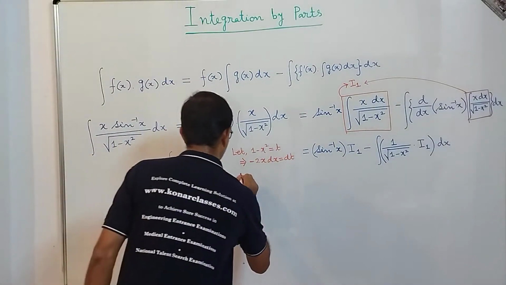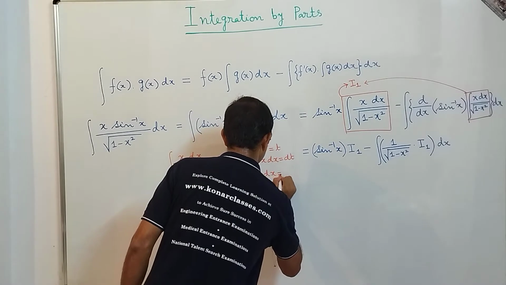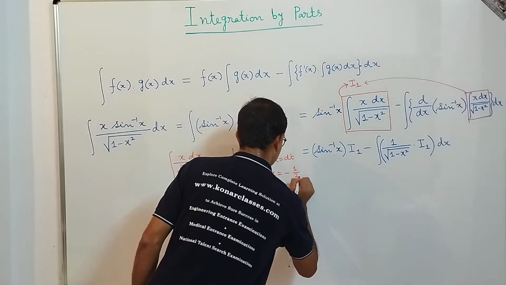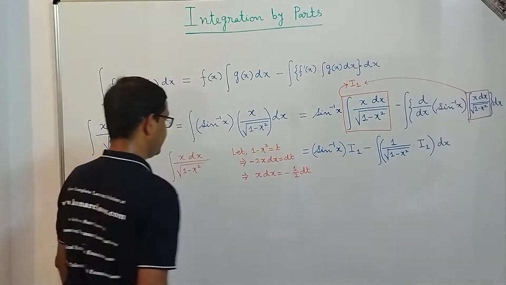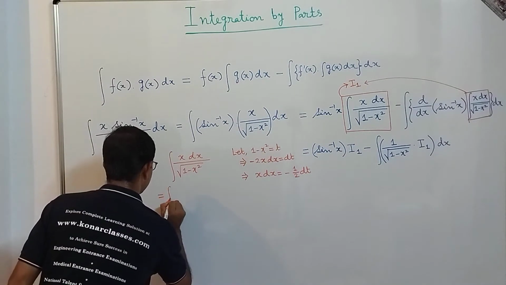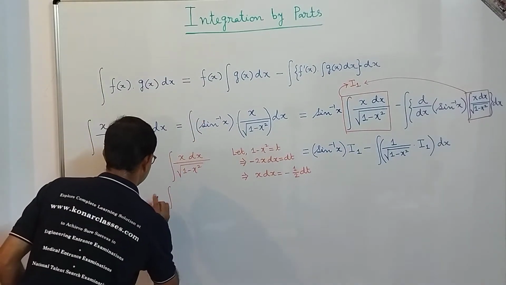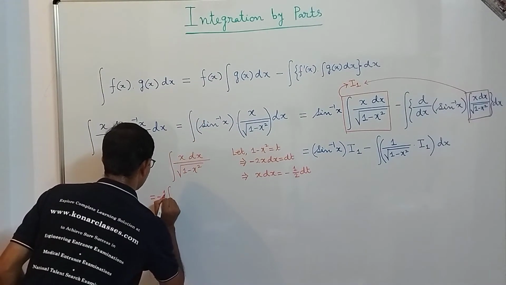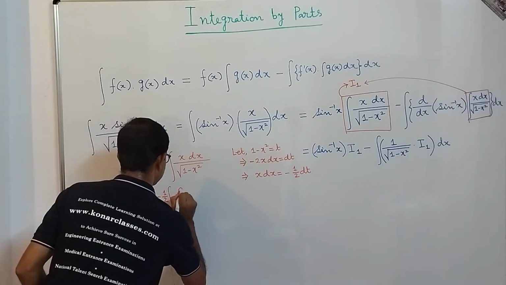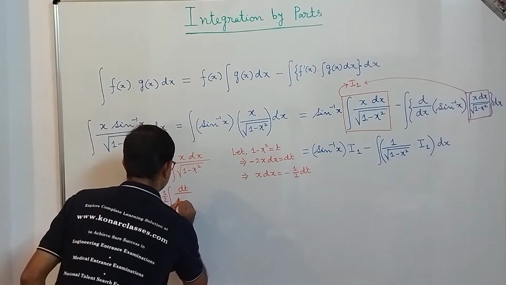So then from here, what we get, dear students? From here we get x dx is equal to minus 1 by 2 dt. Correct? So after this substitution, what are we going to get? x dx is minus 1 by 2, so we can write that minus 1 by 2 we can take outside of this integration. It is dt divided by square root of t.